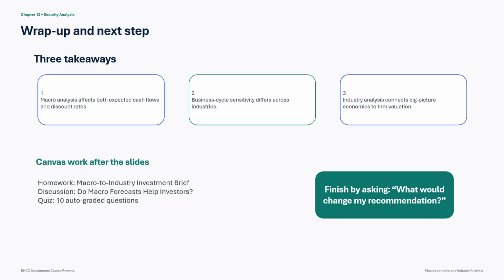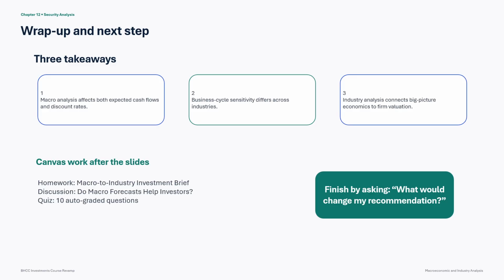Third, industry analysis connects big picture economics to firm valuation. A top-down process begins with the macro environment, identifies the cycle position, screens industries, studies company fit, translates the evidence into cash flow and discount rate assumptions, and stress tests alternative scenarios. The process should end with a valuation and a statement of what would prove the thesis wrong.